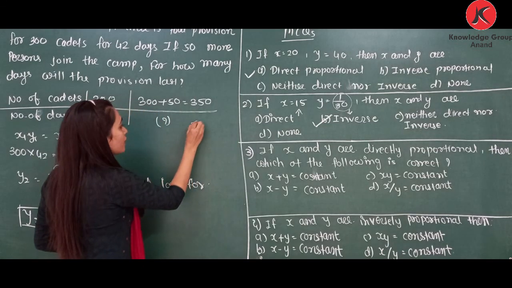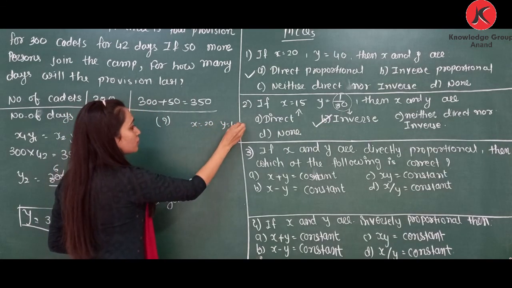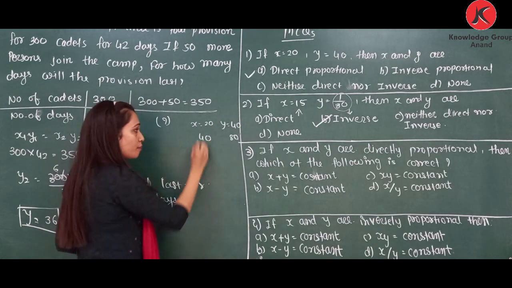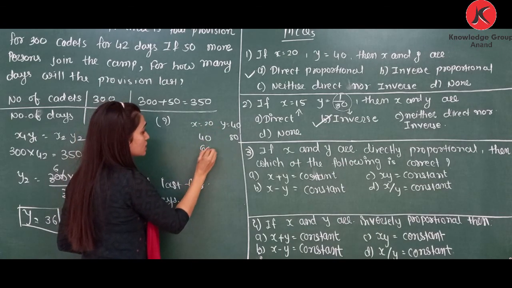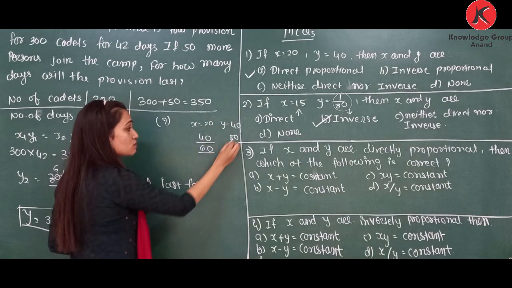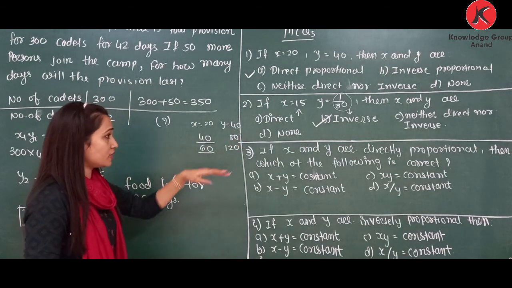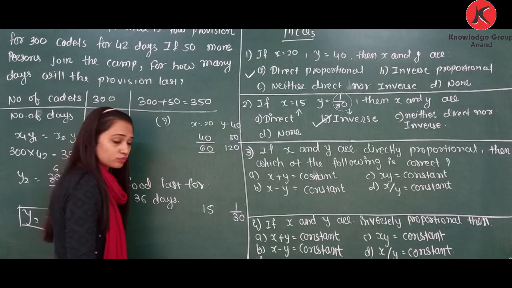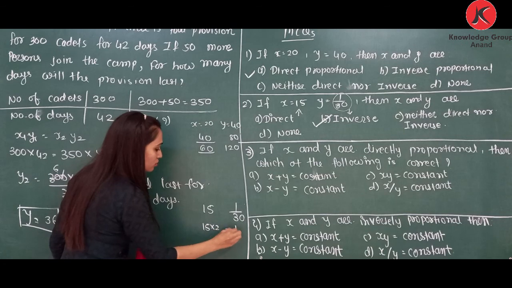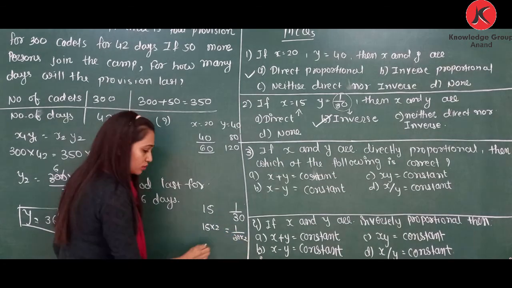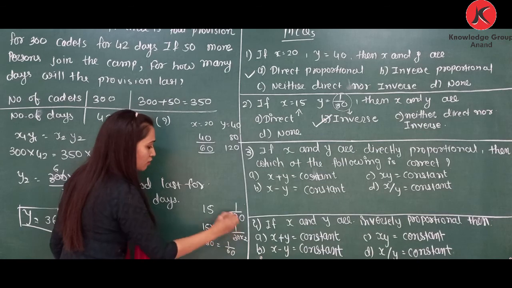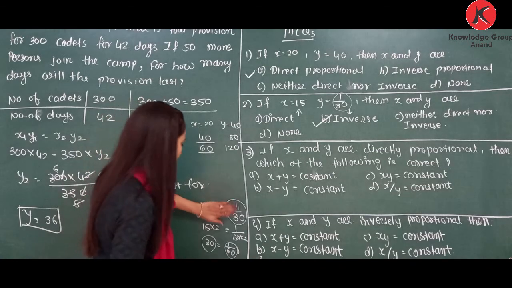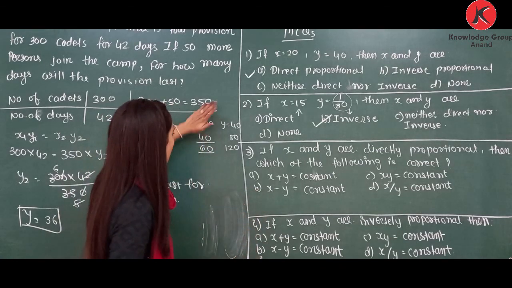For example, if x is equal to 20 and y is equal to 40. If you multiply both by two, that will be 40 and 80. Multiply by 3, it is 60 and 120. So if this is increasing, this one is also increasing. Now if we take the next example, first is 15, 1 by 30. Now multiply by 2. So here 15 multiplied by 2 is 30, and it is 1 by 60. So if this is increasing, this one will be decreasing. So that's why it is in inverse proportion.